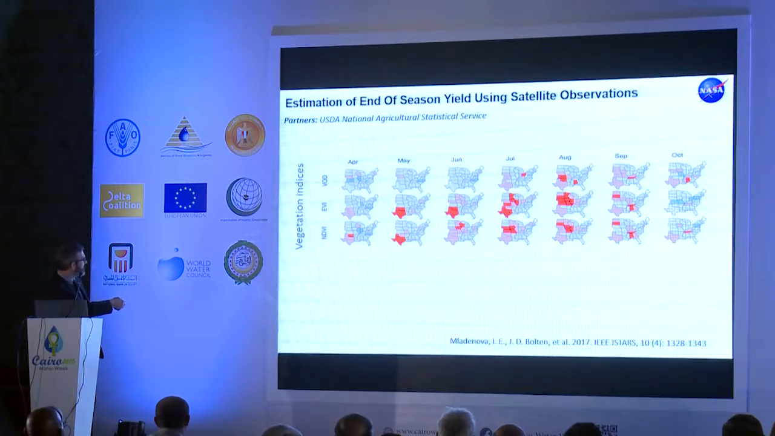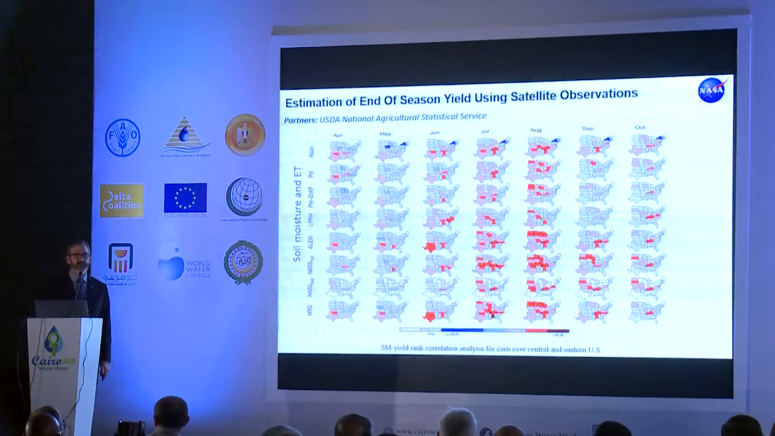So if you look here, we have vegetation indices on the left. That means if you look at the center figures, in July, the warmer areas, that variable would be highly correlated with end of season yield. So we can use that observation from satellite to forecast what that yield may be.